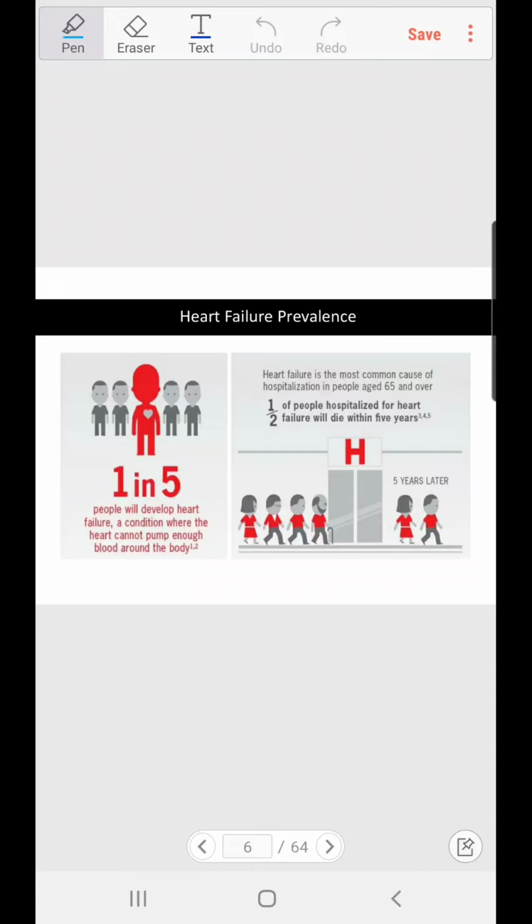Heart failure prevalence: it says 1 in 5 people will develop heart failure, a condition where the heart cannot pump enough blood around the body. And heart failure is the most common cause of hospitalization in people aged 65 and over. Half of the people hospitalized for heart failure will die within 5 years. So this picture just shows 4 people going in, 2 coming out alive after 5 years.